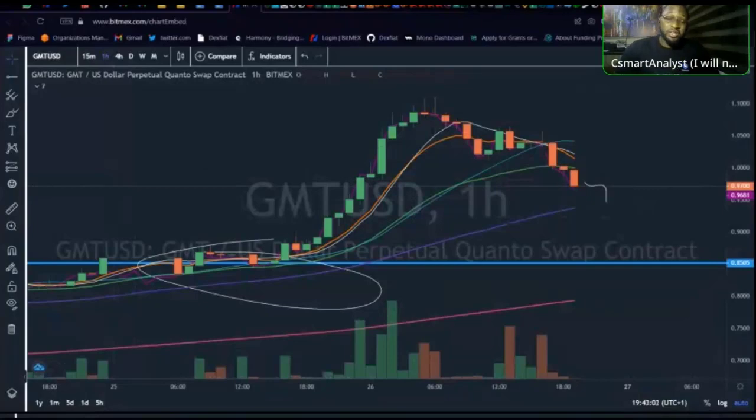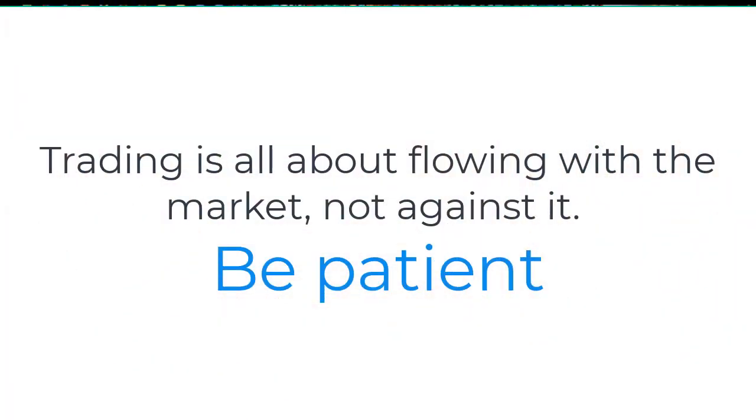And don't be arrogant when you're trading. Trading is all about being patient. If you trade and it went against you, just chill. Try to understand what went wrong. What did you do wrong? And trading is all about flowing with the market. Don't try to trade against the market, and don't trade based on hope.